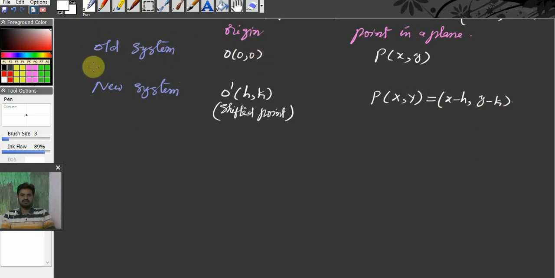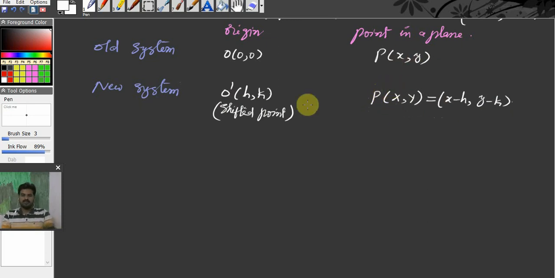In old system always the origin can be taken as 0 comma 0. So in such type of problems, the origin shifted point and the point in the old system will be given. If the point in the old system and the origin shifted point are given, we have to find the coordinates of the point in the new system by using this formula. Okay, so that is the concept.